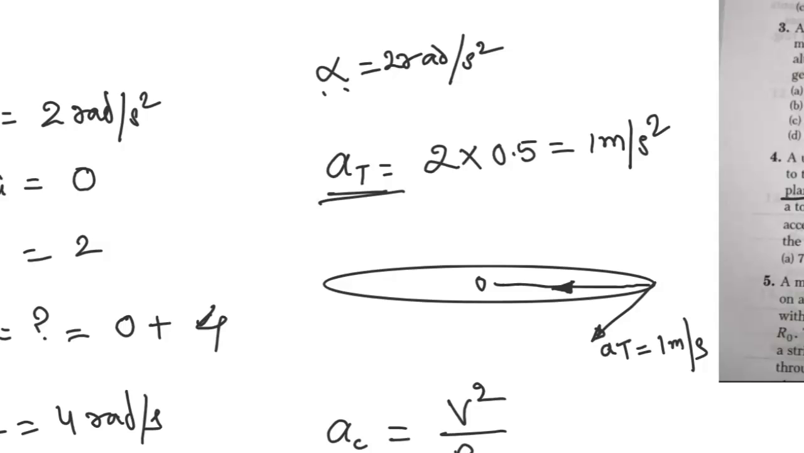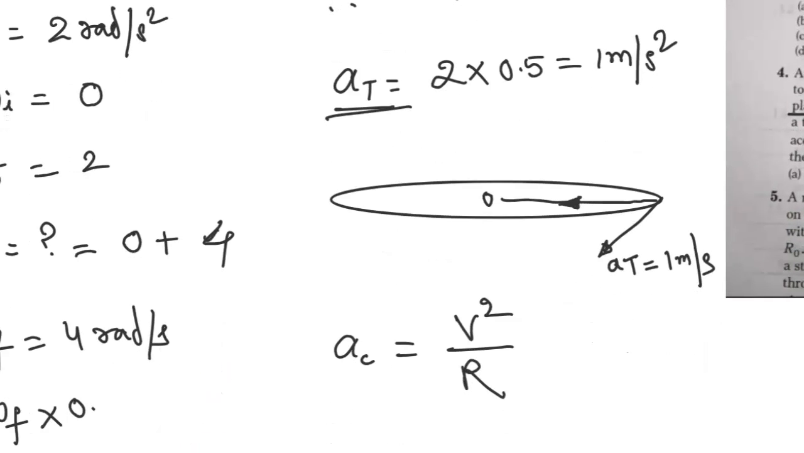What is then V? V is equal to omega multiplied by R, not divided. Here V is the linear motion, please understand. Linear will be angular times radius. So 4 times 0.5, so it's going to be 2 meter per second.